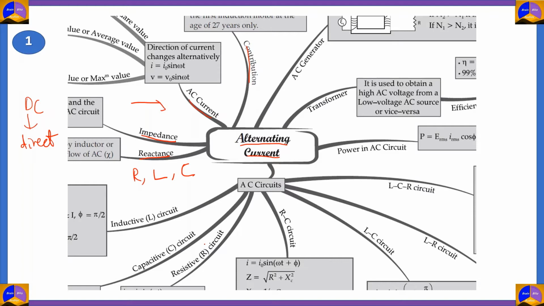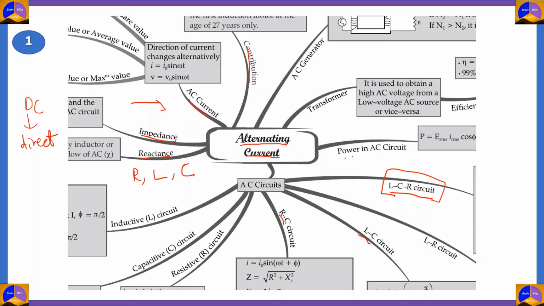So we'll have a circuit with only an inductor, a circuit with only a capacitor, and a circuit with only a resistor. Then we'll move on to dual circuits such as LR, so that is inductor and resistor. Similarly, inductor and capacitor, and then capacitor and resistor. And then we'll move on to a complicated circuit known as the LCR circuit. And this is one of the most important circuits because most of the current that passes through our daily circuits such as wires, etc. usually follows the LCR circuit formulae.